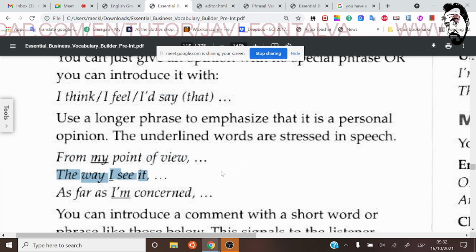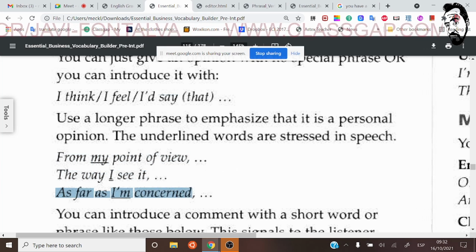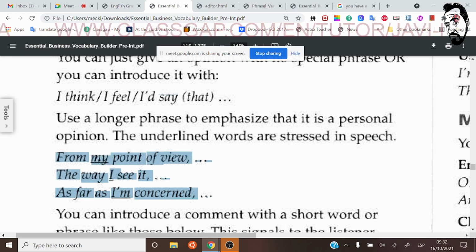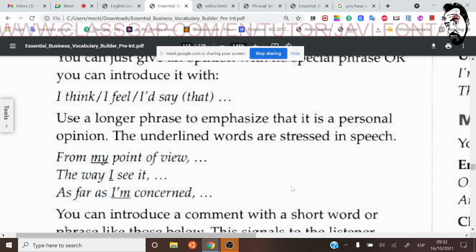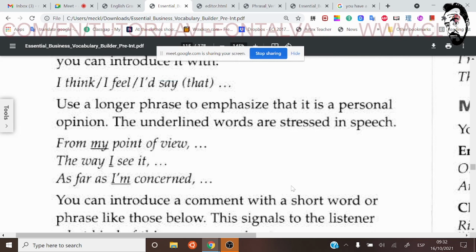The way I see it. Como yo lo veo. The way I see it. As far as I'm concerned. Por lo que a mí respecta. As far as I'm concerned. Can you read those, please? Yes, from my point of view, the way I see it, as far as I'm concerned.